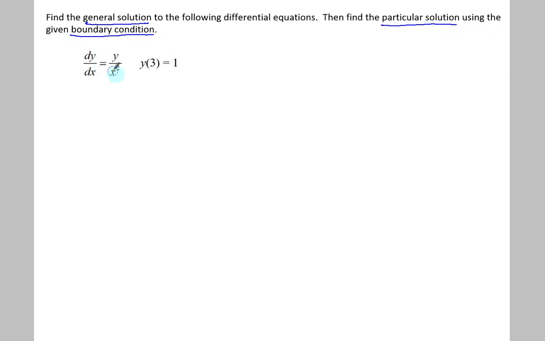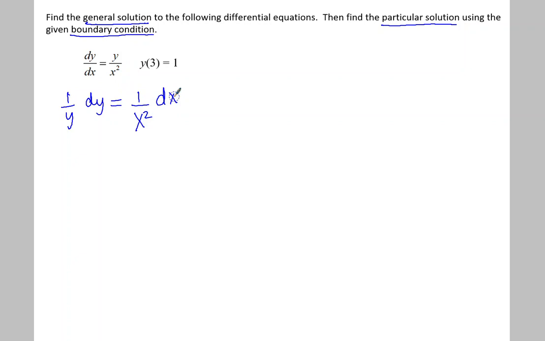We can separate this since the y and x squared can be considered multiplied together. And then I can move the y to the dy side by dividing by y or multiplying by the reciprocal, 1 over y. I can move the dx to the other side by multiplying by dx. So I have 1 over x squared times dx.